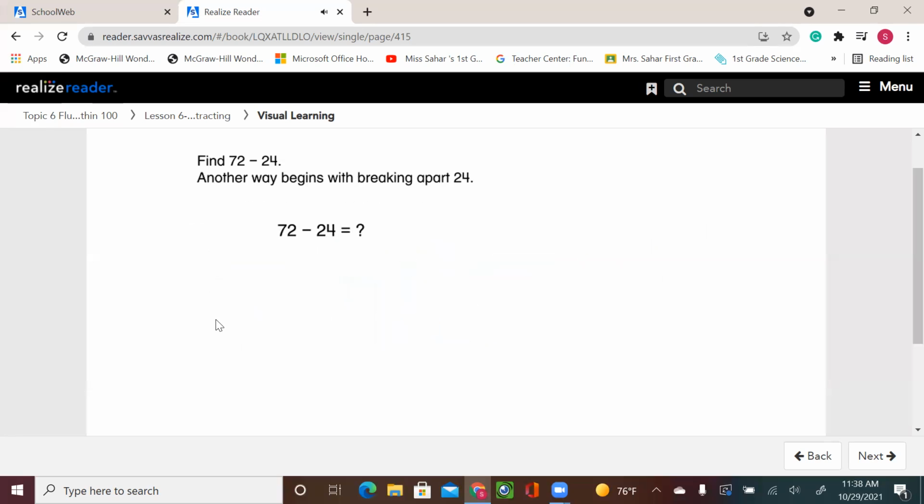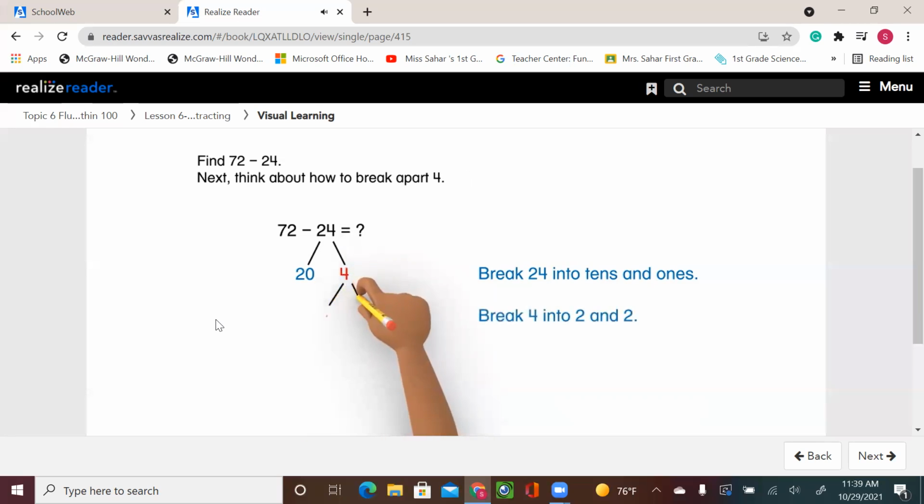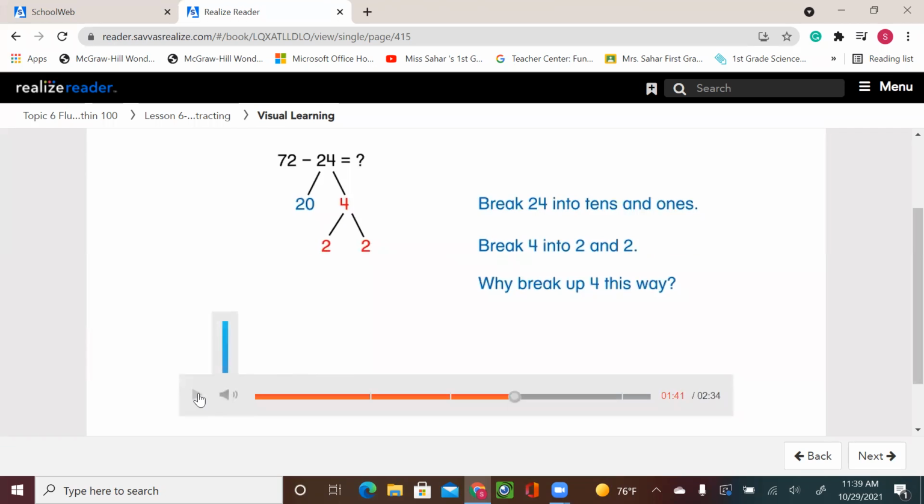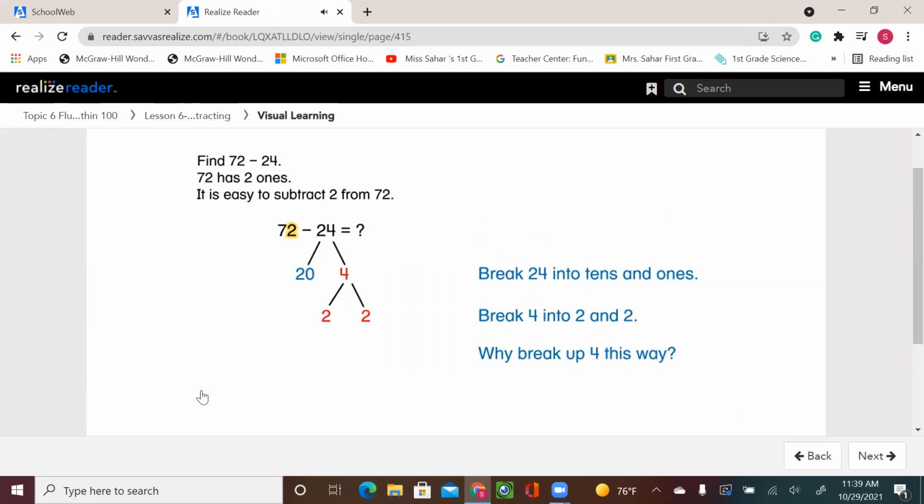Another way begins with breaking apart 24. Break 24 into tens and ones. 24 equals 20 plus 4. Next, think about how to break apart 4. Break 4 into 2 and 2. Why break up 4 this way? Because we see that the ones here are 2, so it's easy for me to subtract. 72 has 2 ones. It is easy to subtract 2 from 72.